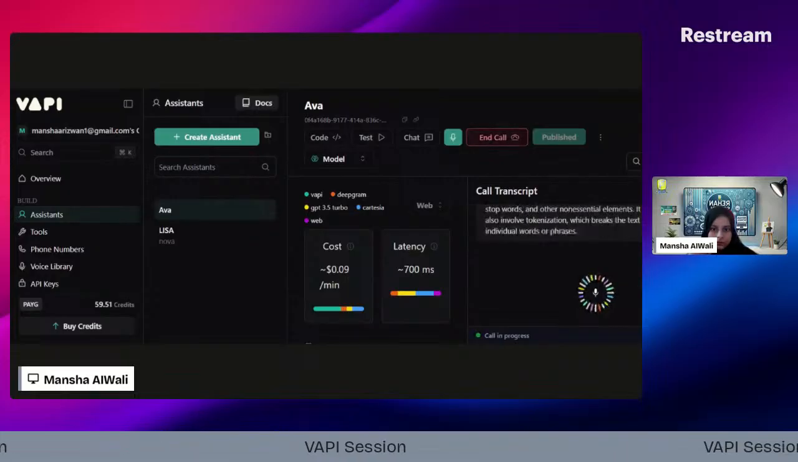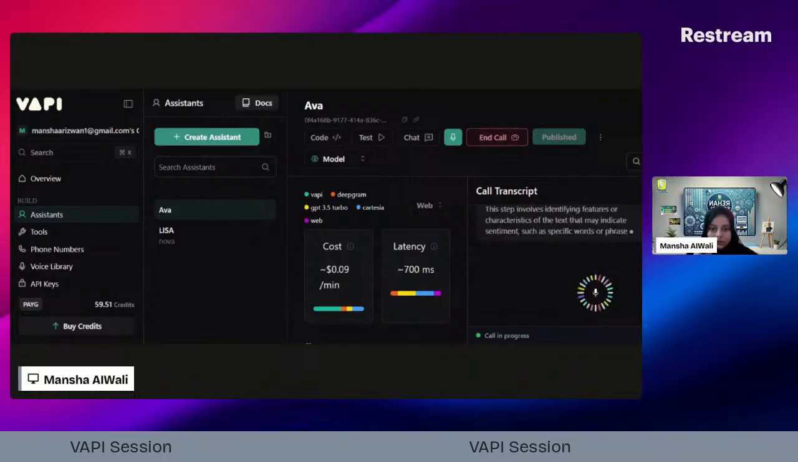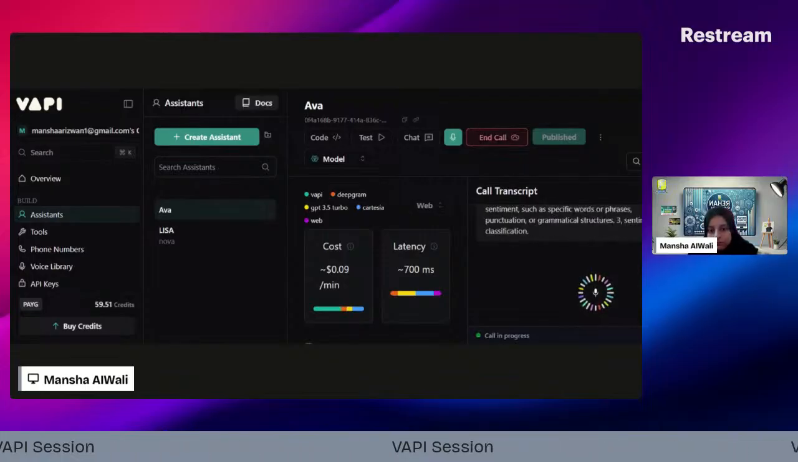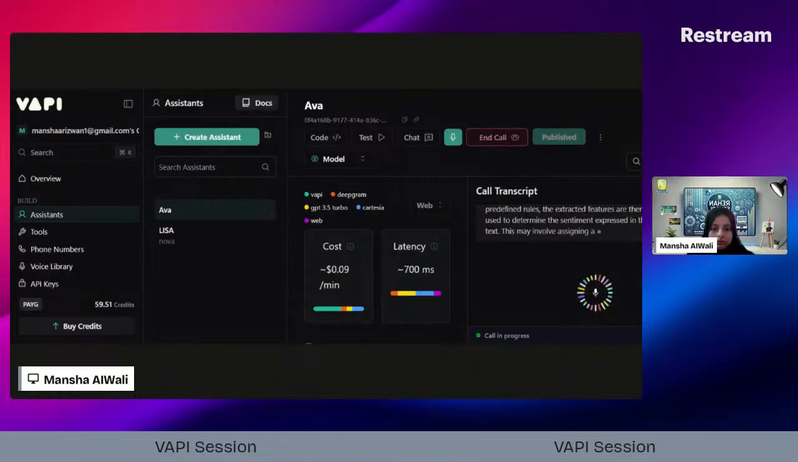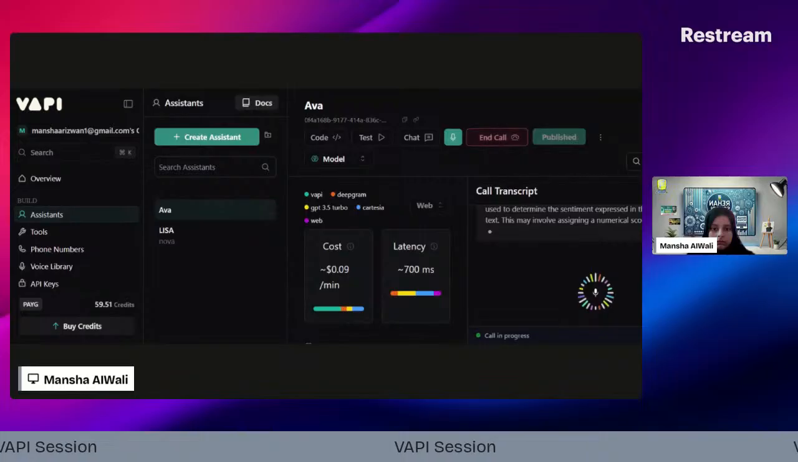2. Feature extraction. This step involves identifying features or characteristics of the text that may indicate sentiment, such as specific words or phrases, punctuation, or grammatical structures. 3. Sentiment classification. Using machine learning algorithms or predefined rules, the extracted features are then used to determine the sentiment expressed in the text. This may involve assigning a numerical score or label to indicate positive, negative, or neutral sentiment.